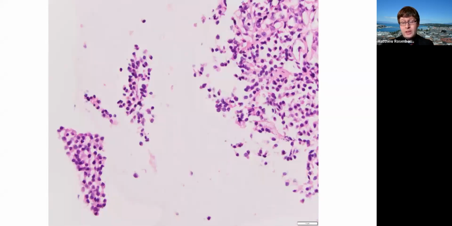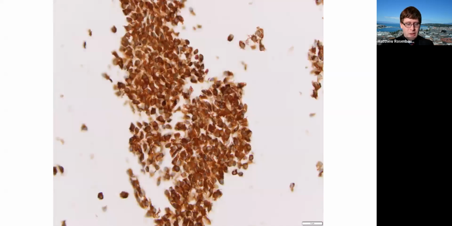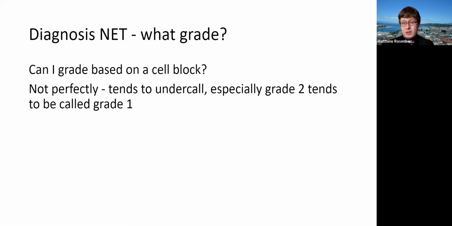Luckily, these are usually very cellular on the cell block as well. So you usually have ample material for doing ancillary studies. In this case, this is what the cell block looked like. And we did get a synaptophysin, which is blazingly positive. So we made the diagnosis of a neuroendocrine tumor. Usually neuroendocrine tumor, synaptophysin and chromogranin positive is oftentimes all that you're going to have on a cell block.